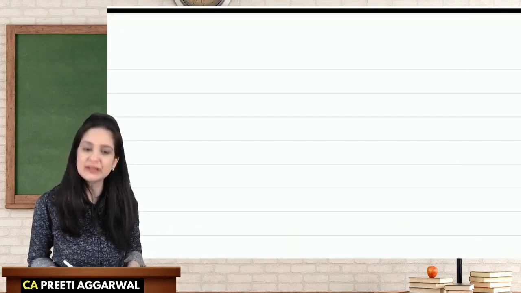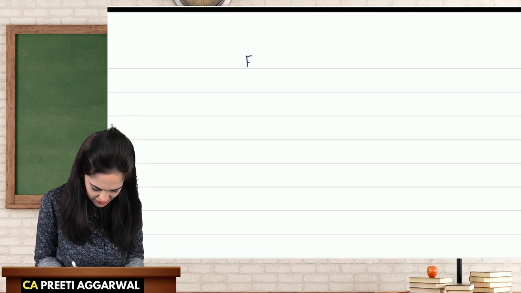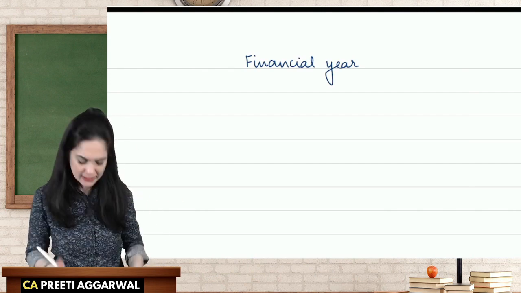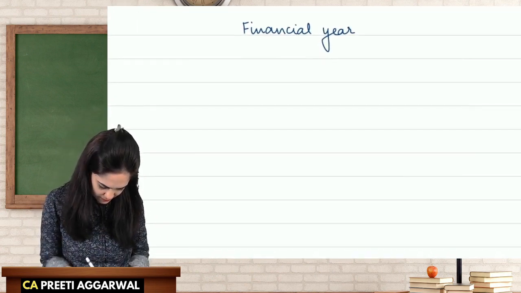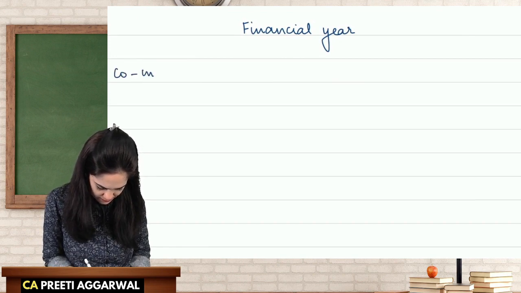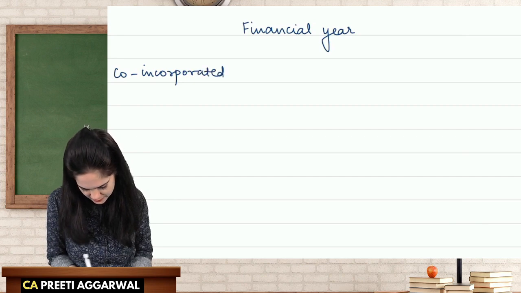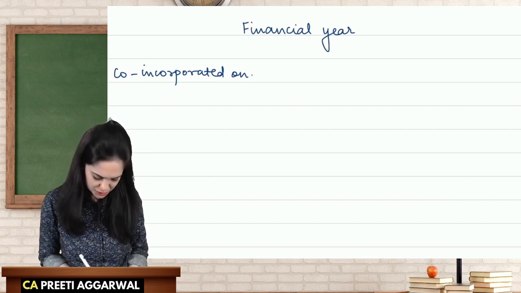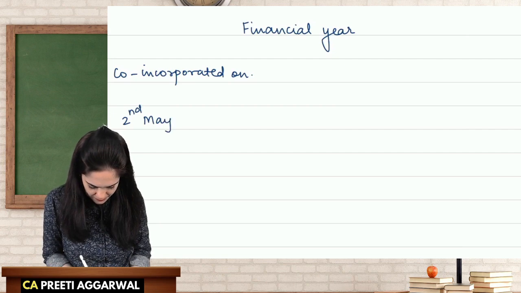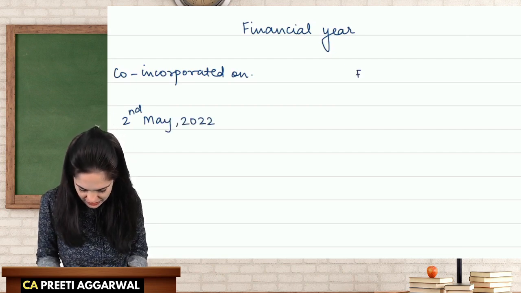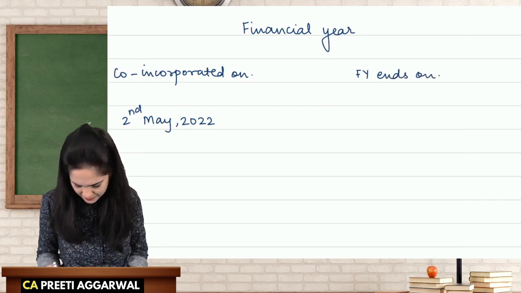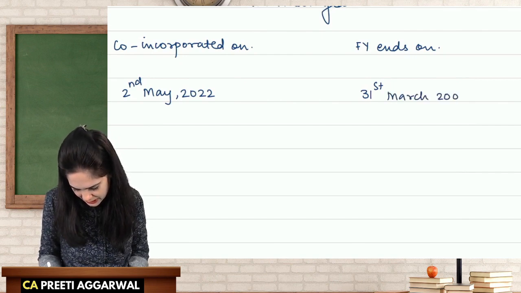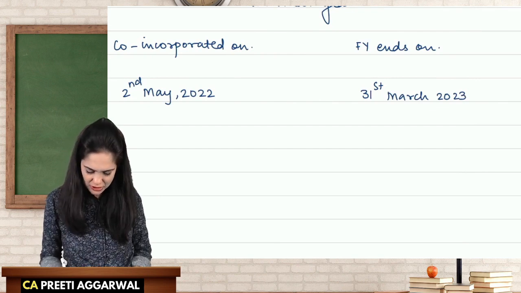So in your notebook, you will give the heading as financial year, because we are discussing the definition of financial year. So let's draw a small table. Let's say, for example, that a company is incorporated on, I'm taking different dates for discussion, 2nd May 2022. So when will the financial year end? 31st March 2023. Yes? So the financial year will end on 31st March 2023.